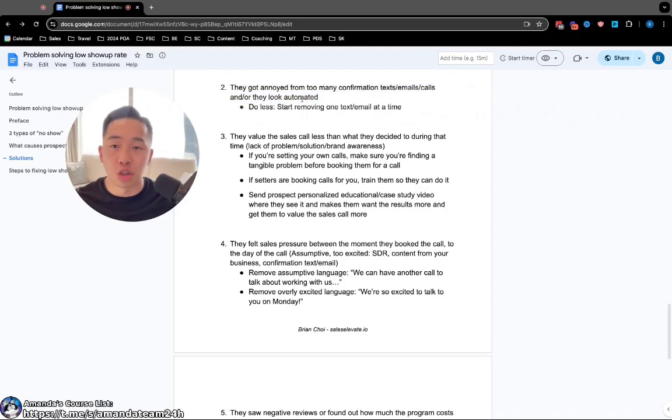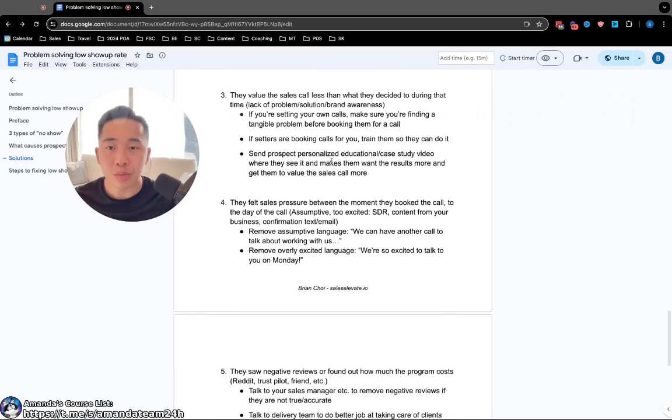Number 2, if they're getting annoyed, then you do less. So instead of sending one bulky text, you reduce it, right? Or you send them fewer texts, starting by removing one text or email at a time, or shortening them one at a time, and then you keep iterating the process.